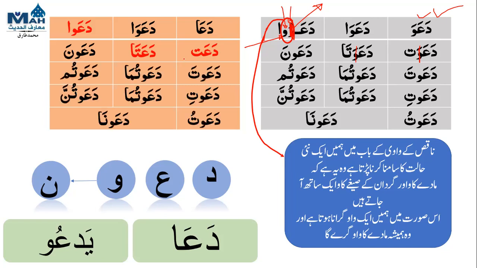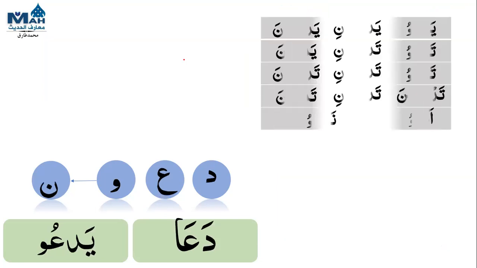Da'auta. Da'autuma. Da'autum. Da'auti. Da'autuma. Da'autunna. Da'autu. Da'auna. Very good. Excellent. Now we'll move to mudare.